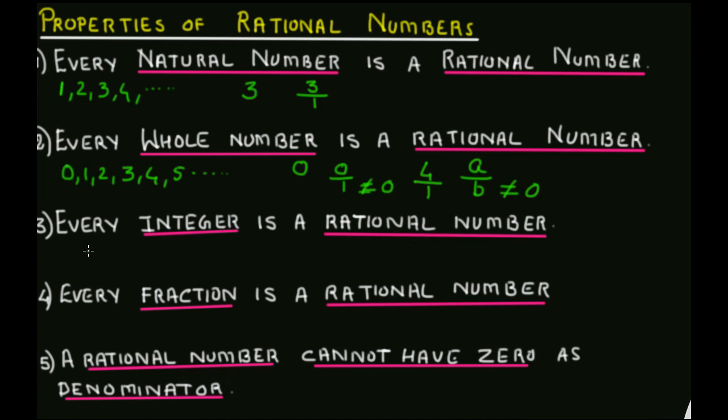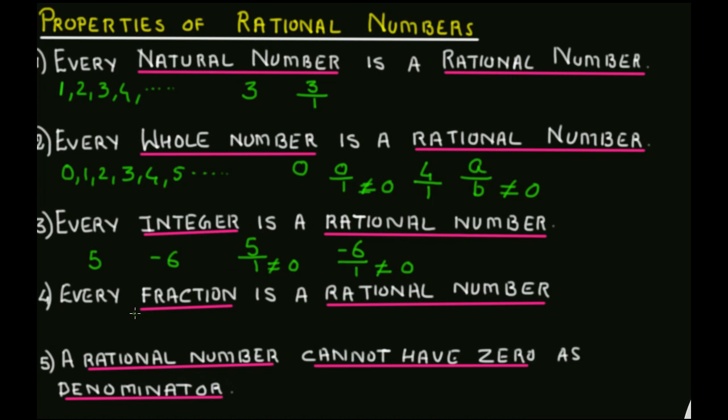How is that? Let me take a positive integer, 5. Let me take a negative integer, negative 6. So now, how can I make the integer 5 a rational number? 5 can be written as 5 by 1, thus making it a rational number as well, because here the denominator is not equal to 0. Let's take this negative integer, negative 6. It can be written as negative 6 by 1, making it a rational number as well. Why? Because again the denominator is not equal to 0. Thus every integer is a rational number.